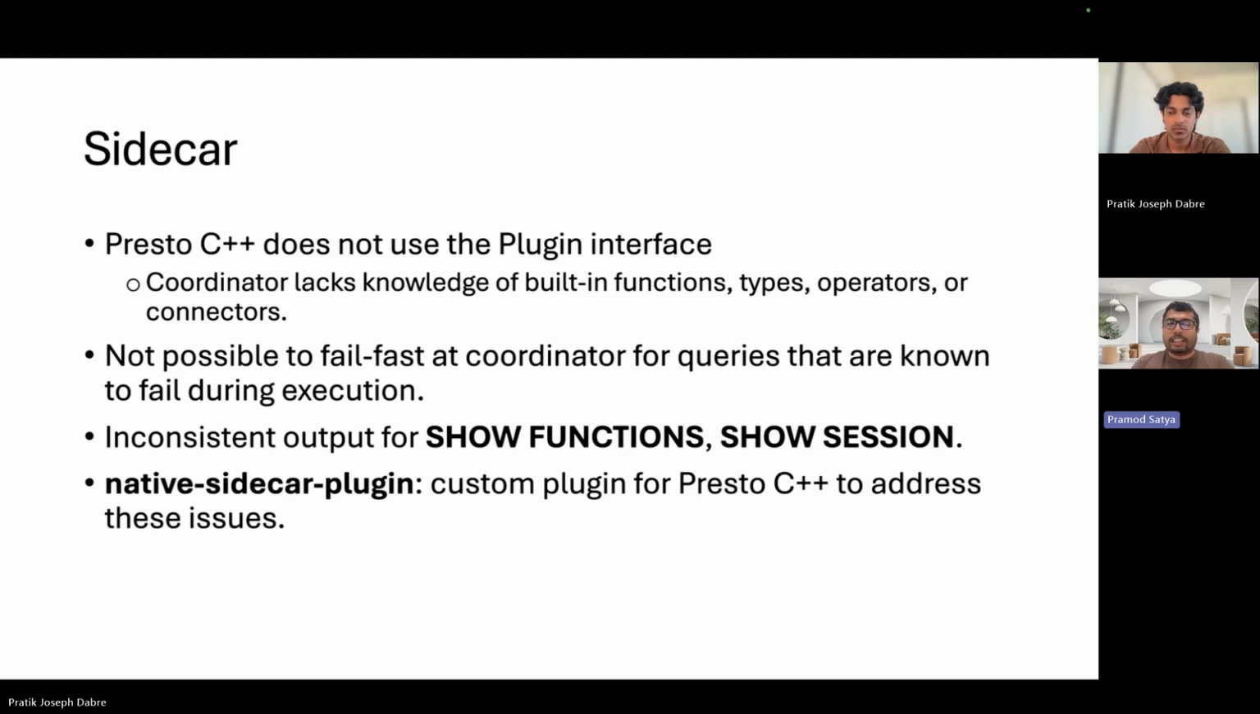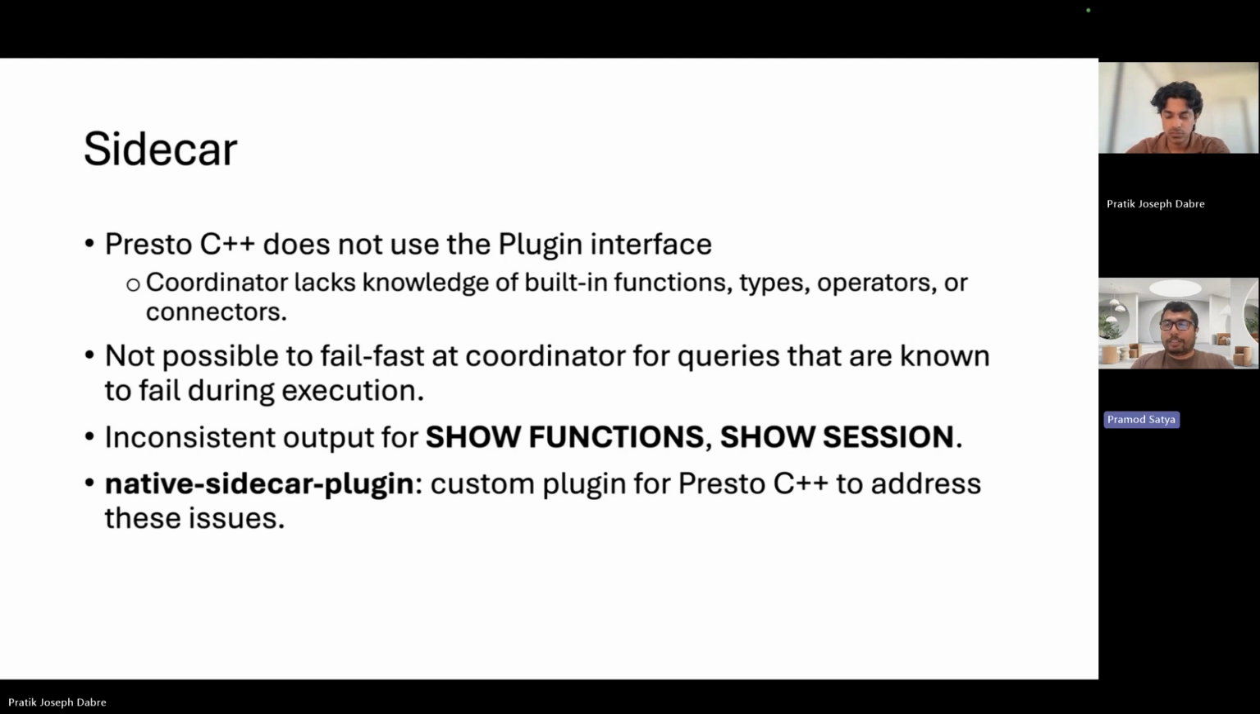Also, with this design, we have certain limitations, such as the functions, types, and connectors that are supported in the C++ worker. They're not really known to the coordinator because they're hard-coded in the C++ worker, and the coordinator doesn't know what is and what isn't supported. So because of this limitation on the coordinator, we are not able to fail fast if we encounter a query that will not be compatible with the underlying native execution engine, which is velox in Presto C++.